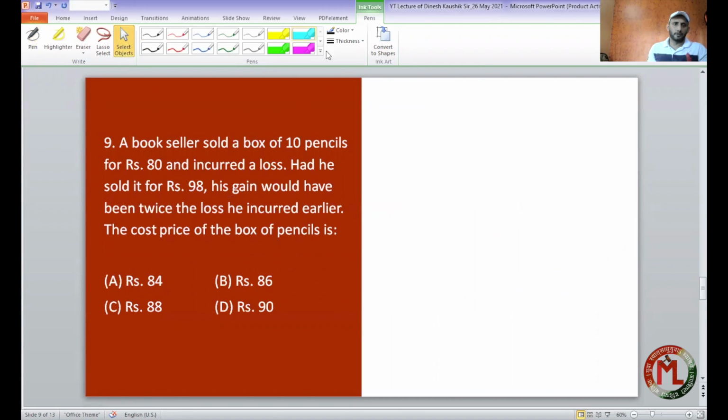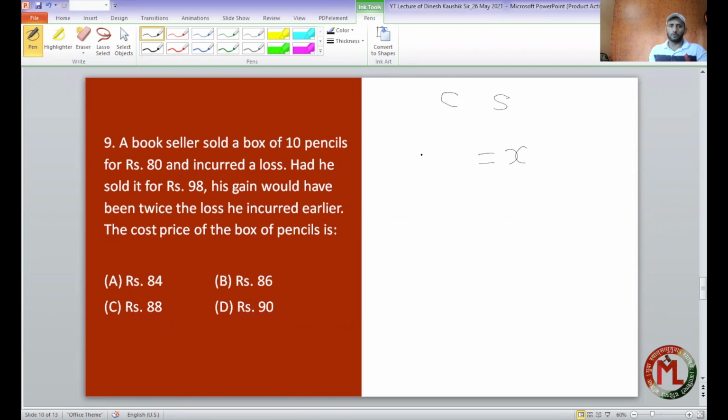Next, a seller sold a box of 10 pencils for rupees 80 and incurred a loss. Had he sold it for 98, his gain would have been twice the loss incurred earlier. Find the cost price of the box of the pencil. My dear, I am considering the cost of the box is C and selling price is S. So first case, there was a loss. I am considering the loss as X.